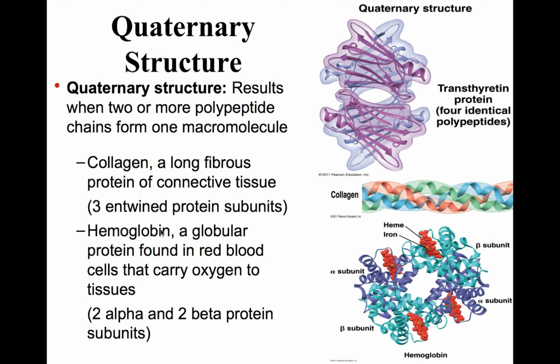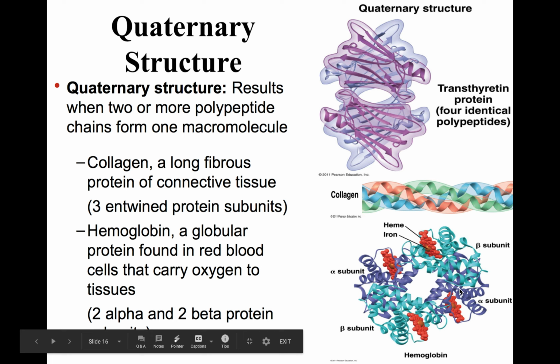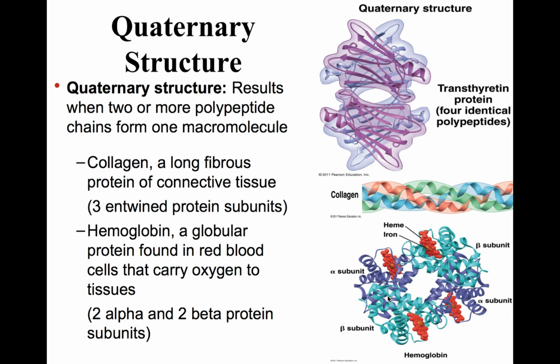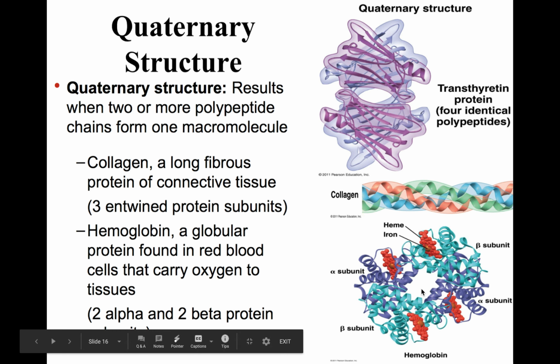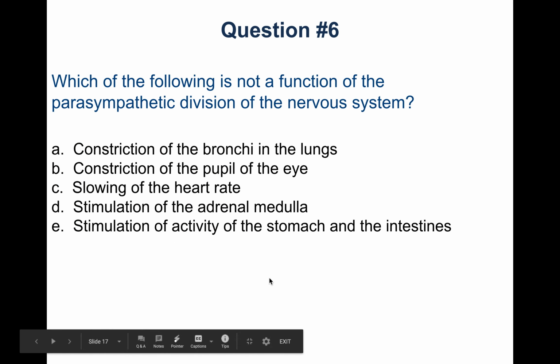And then the other example is hemoglobin. This will form a globular shape, and so what you get with hemoglobin is you have 4 subunits that actually come together to form the quaternary structure. Hemoglobin is, of course, responsible for transporting oxygen as well as carbon dioxide through the blood for respiration purposes.